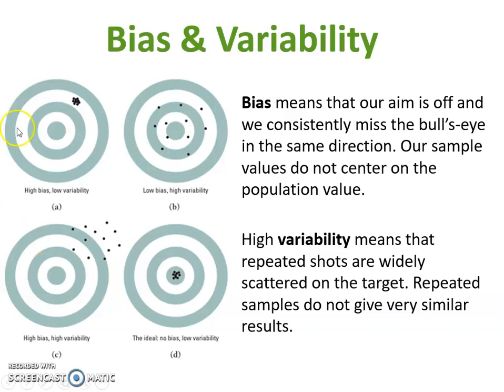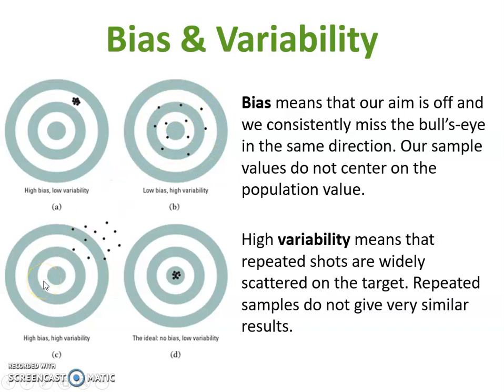All right, and we have these 4 targets here. This top left one, high bias, low variability, meaning if this is where we want to hit center, we are off. But we're consistent as far as very similar results, but it's not the results that we want. So this is high bias but low variability. For B, low bias. So we are close to the bullseye, but high variability in that they're widely scattered on the target.